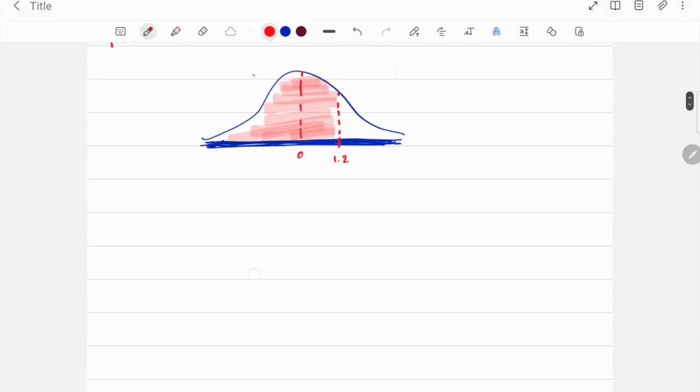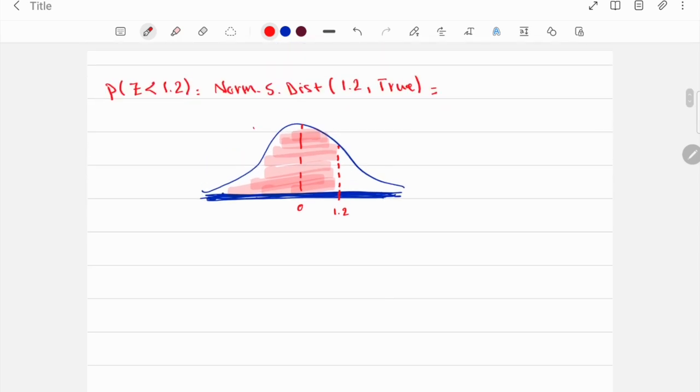But now, let me get this value, by the way. NORM.S.DIST 1.2, TRUE, done. It's 0.8849. So this probability is associated with that z value. So the probability that z will be less than 1.2 is about 88%.